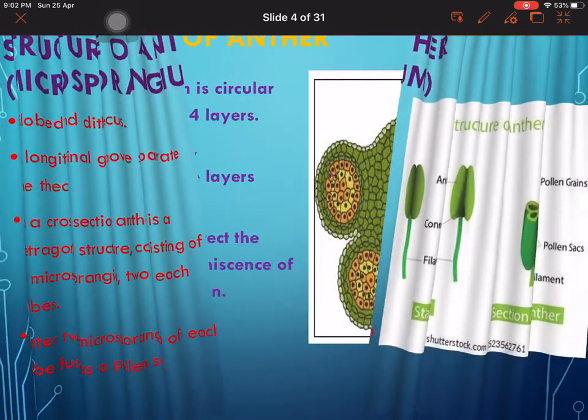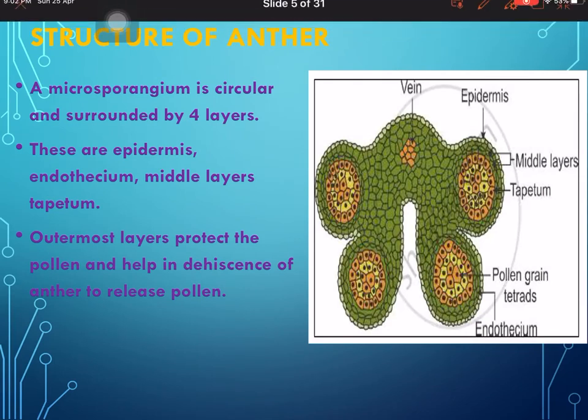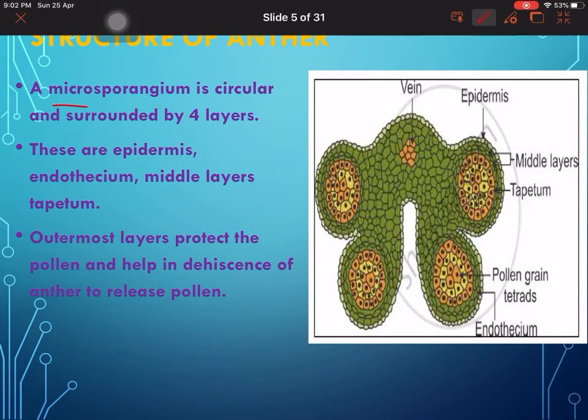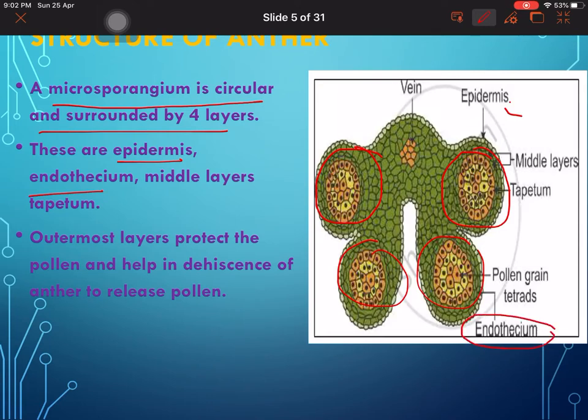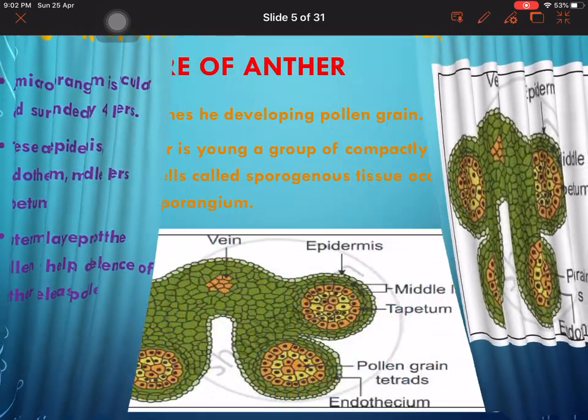Now, when we study the structure of anther from inside, a microsporangium is circular and surrounded by 4 layers. These are the 4 microsporangia, and these are the 4 layers: epidermis, endothecium, middle layer and tapetum. The outermost layer protects the pollen and helps in dehiscence of the anther to release pollen. This outer layer breaks when the pollen grains mature and are released from the anther.